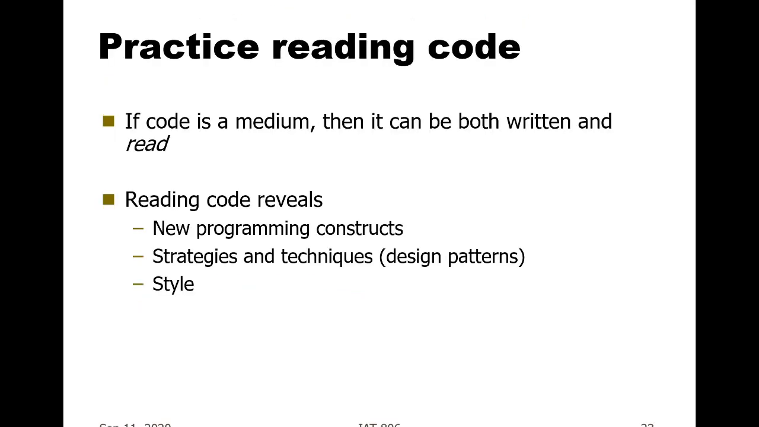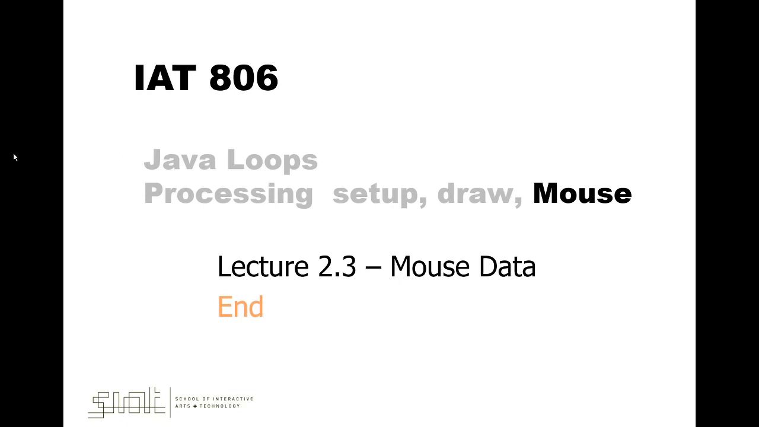So just as a final note, one of the things that's always important is to practice reading code. In addition to writing code, it's also very important to learn how to read code. It might seem simple, but it's often the case that reading code is actually a little bit harder than writing code. So by all means, write code, experiment, do things like I showed you just now, but also reading code reveals new programming constructs, strategies and techniques, and style. Okay, so that's it for Lecture 2.3, Mouse Data.